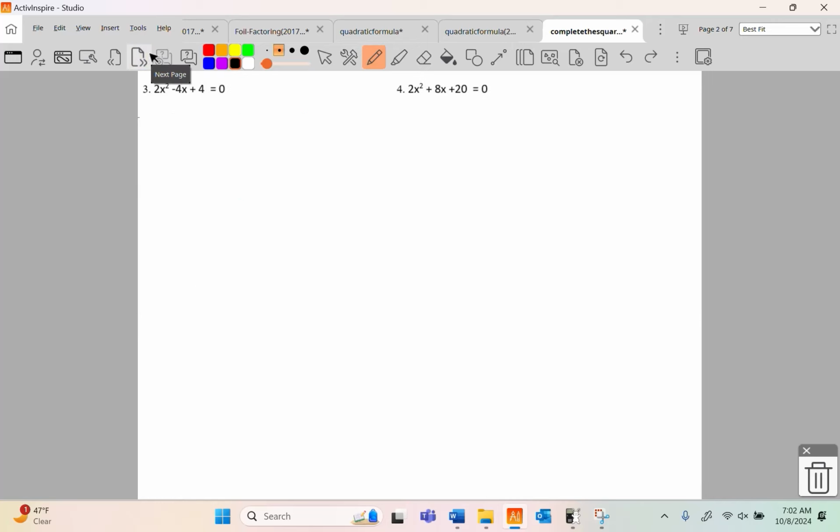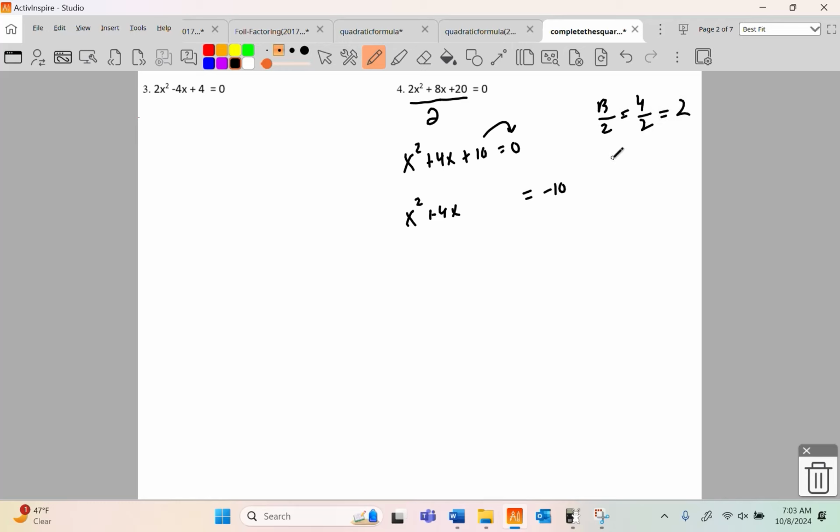All right, let's move on to, I guess, maybe 4. And on 4, the first thing you have to do is divide everything by a, because a is 2. So x squared plus 4x plus 10 is 0. Now I'm going to jump that 10 over. I leave some space. I'm going to take half of b. I'm going to find b over 2, which is 4 over 2, which is 2. And I'm going to take that 2 and square it and get 4. And I'm going to add that 4 to both sides.